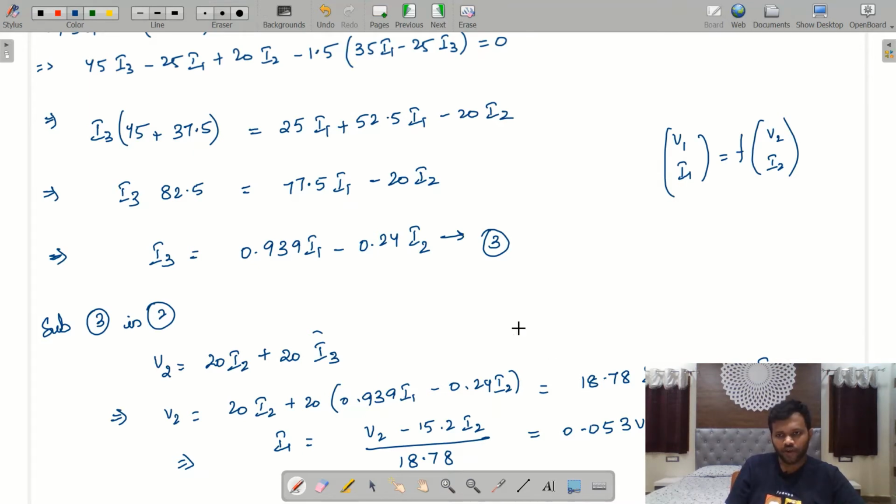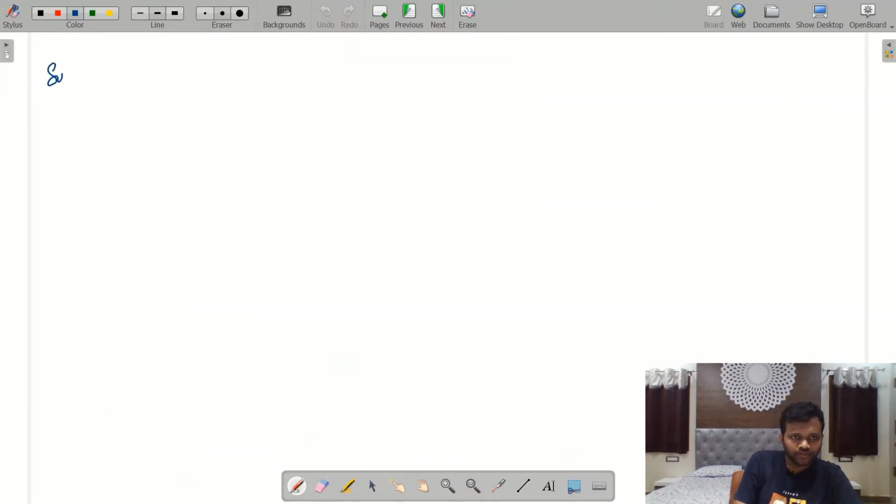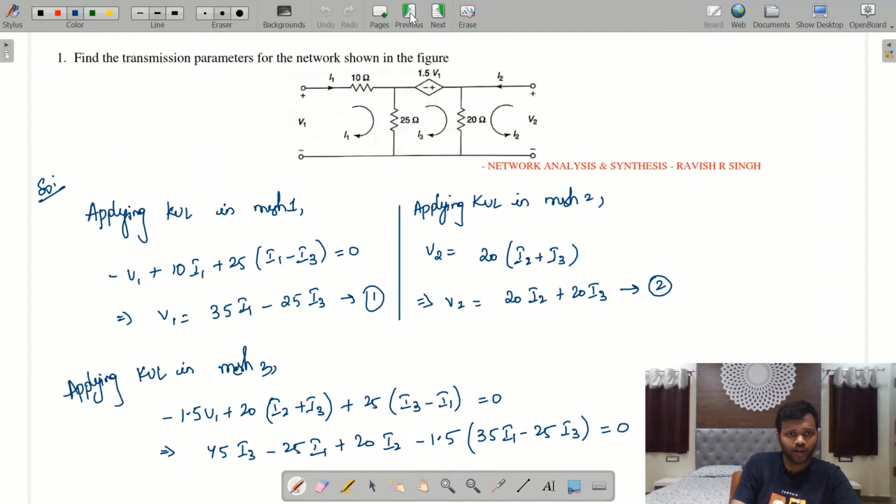Here, what we have done is written I1 in terms of V2 and I2. So this is a standard equation of the ABCD parameters. Next, in a similar way, I need to write V1 as a function of V2 and I2. So substituting 3 in 1, what do we have?